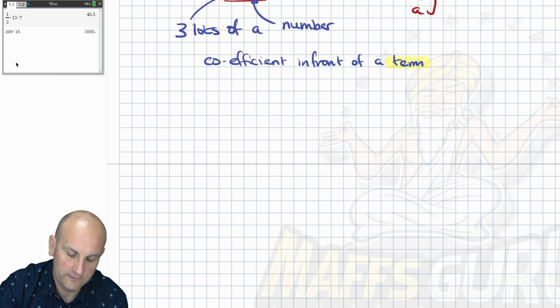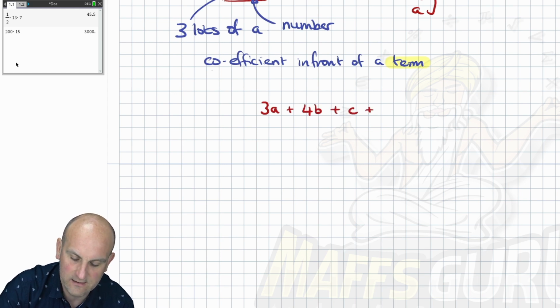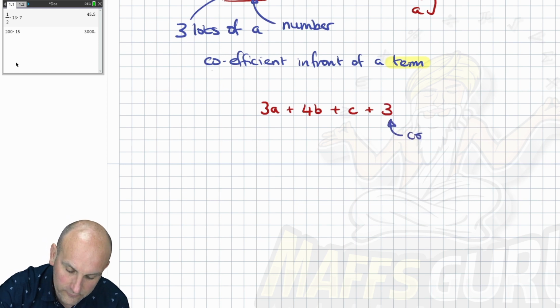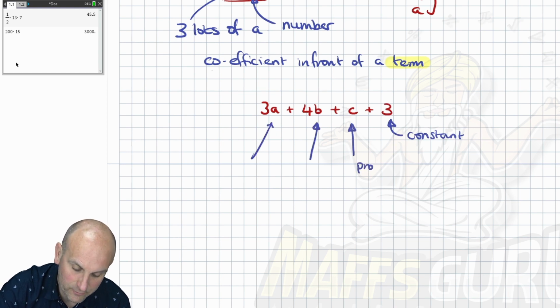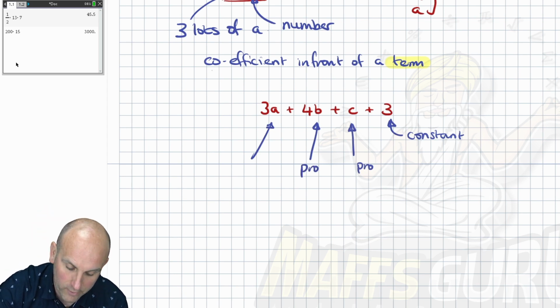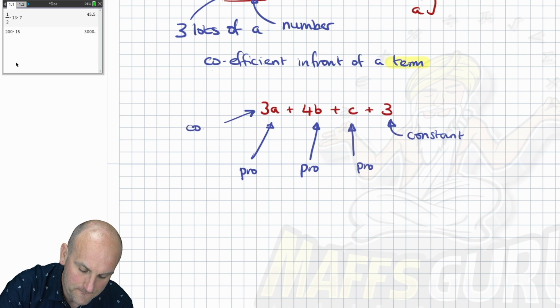All right, what is a term? So if I had something like 3 apples and 4 bananas and a carrot and, I don't know, 3. Now again, that's a constant. So you notice here, what have we got? We've got a constant. We've got a pronumeral, another pronumeral and another pronumeral. So there are 3 pronumerals, all different. We notice we've got a coefficient there, and we have a coefficient there.